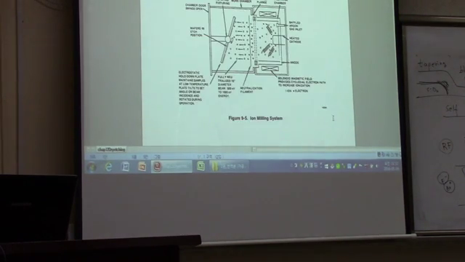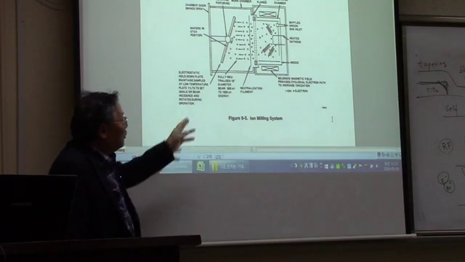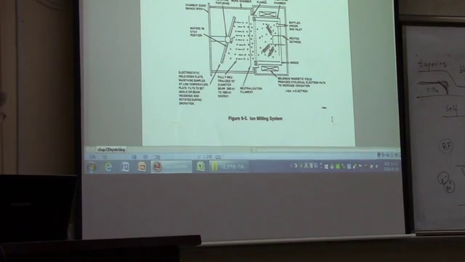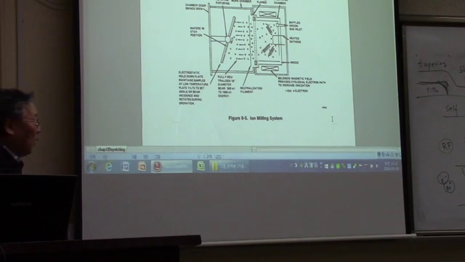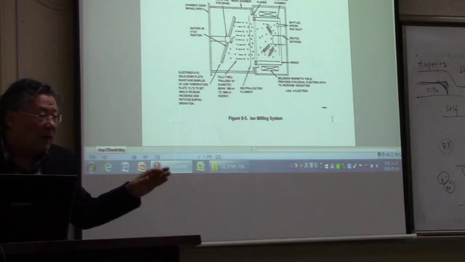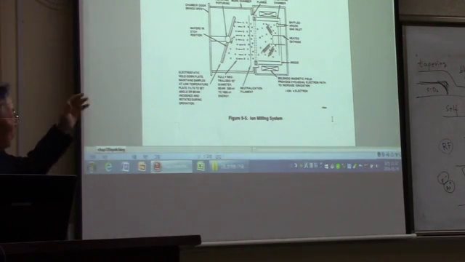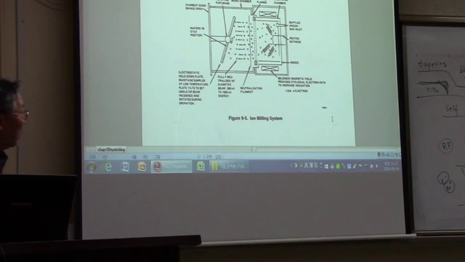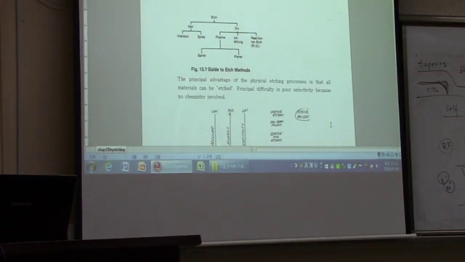Okay, that is the ion milling system, and you can see the chamber has to be kept in a high vacuum. It's not on the order of 0.1 torr or something like that. The entire chamber has to be kept below 10 to the minus 3 torr, something like that.